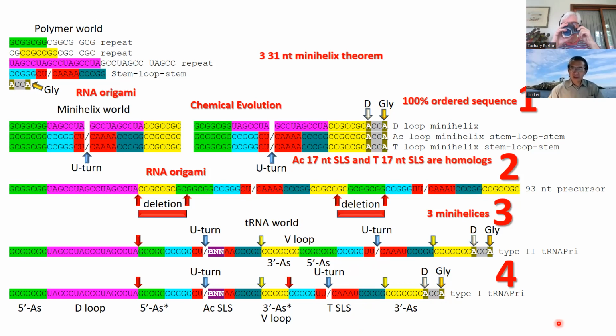My next question has to do with the 331 mini helix theorem. So you talked about this in your presentation. So what are the proofs of the 331 nucleotide mini helix theorem? Okay, so this is the readout of the proof.